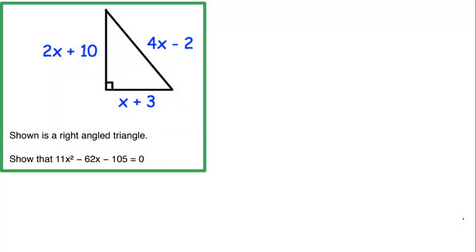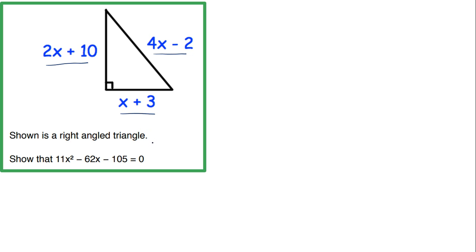So today's question looks something like this. Shown is a right angled triangle. Show that 11x squared minus 62x minus 105 is equal to 0. Now, as you can see, we have three lengths right here. One is 2x plus 10, the other one is 4x minus 2, and the third one is x plus 3.